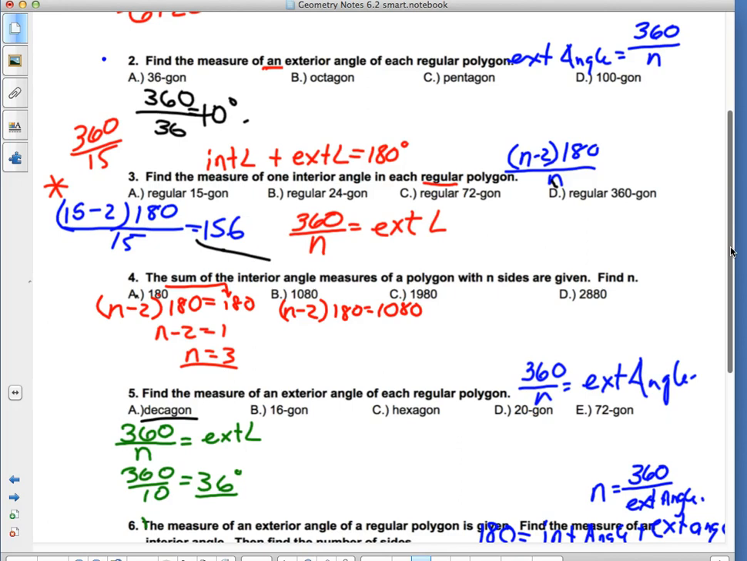And some people are like, oh, how about 24? So I get 24 when I do that on this problem, and I'm using that relationship. If I take 24 and subtract it from 180, I will get 156. That's crazy that works that way.